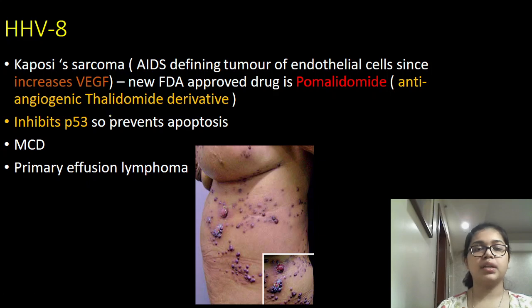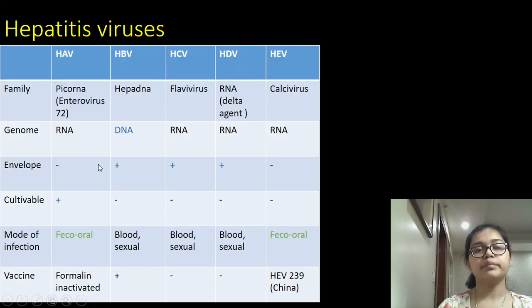Type 8 produces Kaposi sarcoma, which is an AIDS-defining tumor of the endothelial cells with this typical purplish tumor-like appearance. A new FDA-approved drug for Kaposi sarcoma is pomalidomide, an anti-angiogenic thalidomide derivative. It produces tumors by inhibiting P53, so it prevents apoptosis. The other manifestations are multicentric Castleman's disease and primary effusion lymphoma.